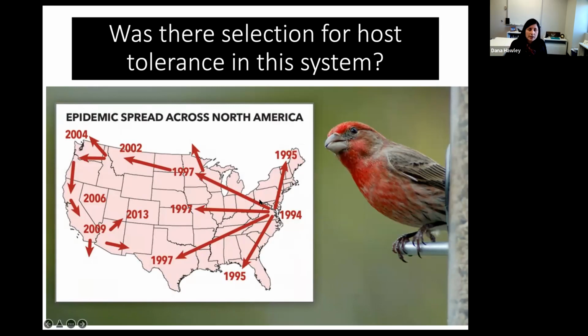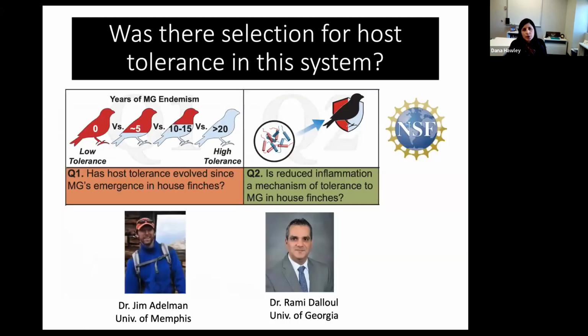So to go back to the way that the pathogen spread, I just want to highlight that when MG made it over to the West Coast, it did so by going across the top of the country and then down the West Coast, such that a lot of the populations in the middle Southwest, like Arizona, were actually among the last to see MG as a population. So we used this spread to ask whether host tolerance has evolved since MG's emergence in House Finches, and whether we could detect immunological signatures of this.